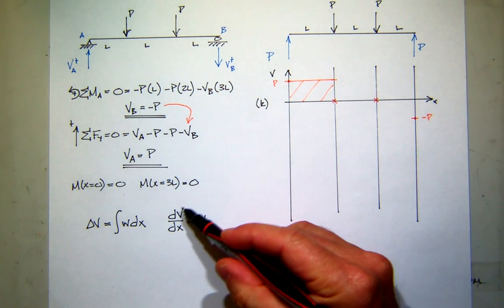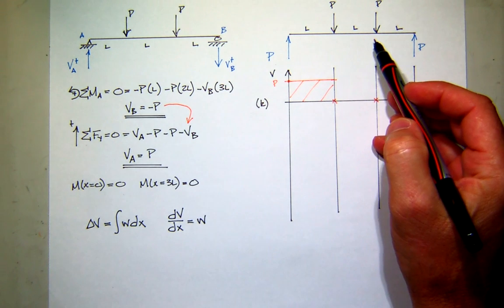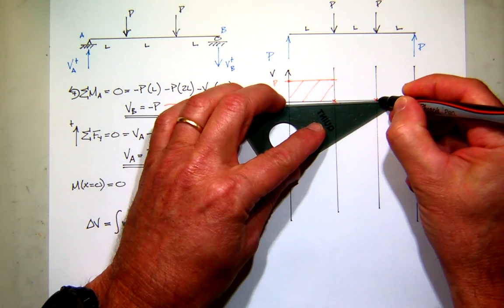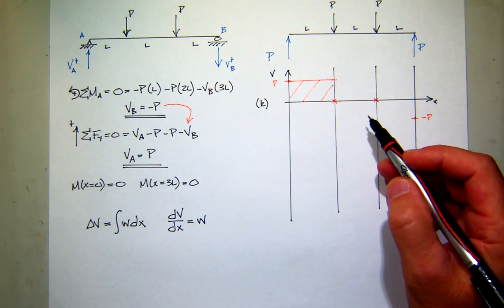And what's the slope of the curve there? It's given by the load. What's the value for the load? 0. What kind of curve has 0 slope? Horizontal line. So in this particular loading, there is no shear in the middle third of the beam.